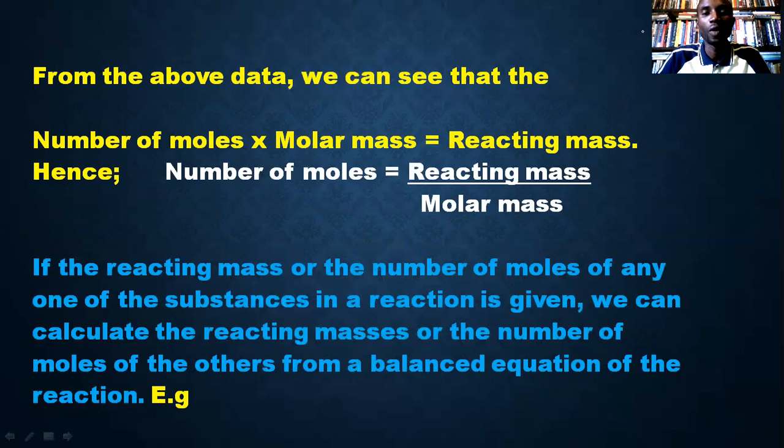Okay, from the above data, we can see that the number of moles times molar mass gives you the reacting mass. Simple. If that is the case, we can now make the number of moles the subject of the formula. You are going to have reacting mass all over molar mass. So mass over molar mass is the formula to find the number of moles. So if the reacting mass or the number of moles of any of the substances in the equation is given, we can calculate the reacting mass or the number of moles of the other from the balanced chemical equation. We need to know the equation for the reaction.